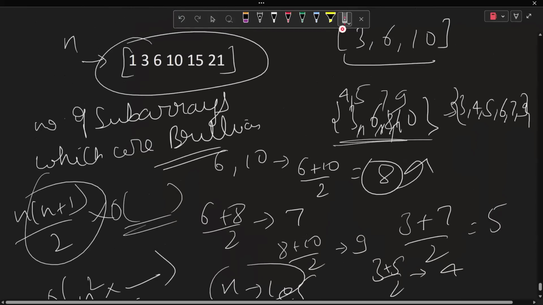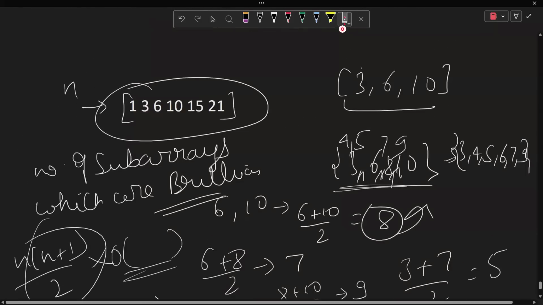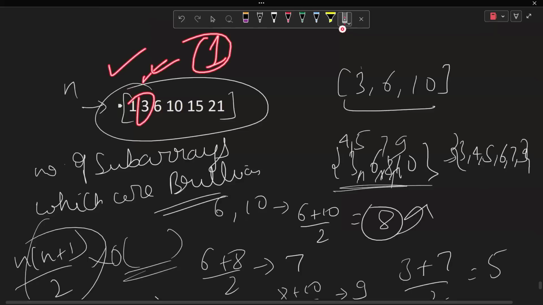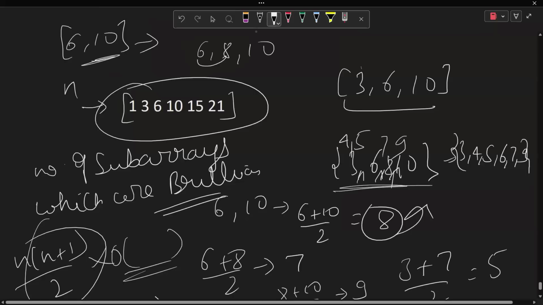What we can do here is, okay, the first intuition that I got was that if you have a single element, that would always be brilliant. A single one would always be brilliant. A single three would always be brilliant. But if you have two values, let's say 6 and 10, when can this be brilliant? If their difference is 4, it means you can assign a middle value 8 to them. Then with 6, 8, their difference was 2, you can assign 7, you can assign 9.